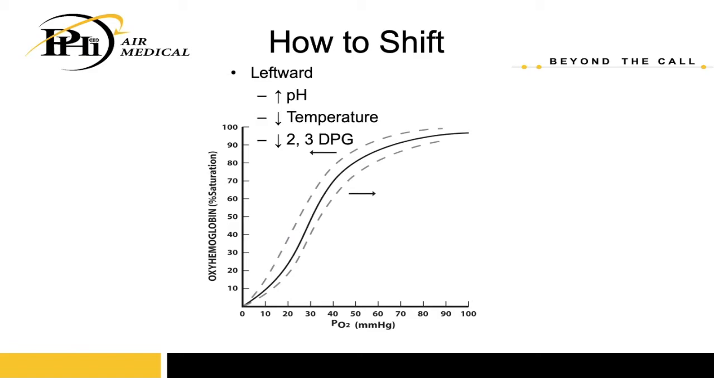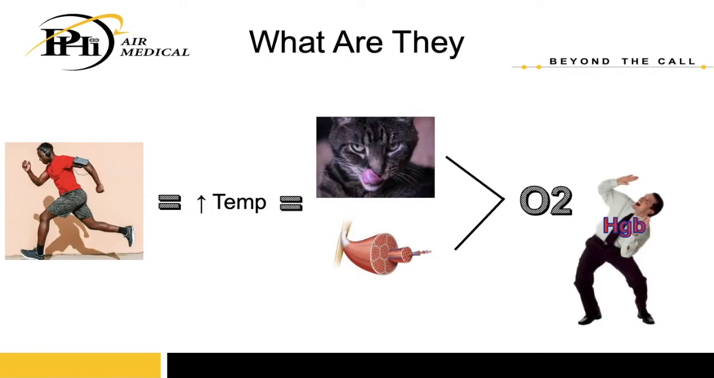In order to create a rightward shift in the curve, we're going to do essentially the exact opposite. So we're going to decrease pH, so have somebody in an acidotic state. We can have somebody in a hyperthermic state, or we can have somebody with an increased level of 2,3-DPG. Keep in mind on this as well, when I'm saying you can have an increased alkalotic state or a decreased temperature state, this is obviously not something that we are doing to somebody. This is just something that we are having to deal with as a byproduct of whatever's going on inside of their body. All right, so let's break those three things down.